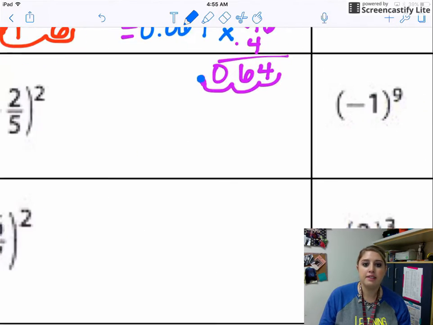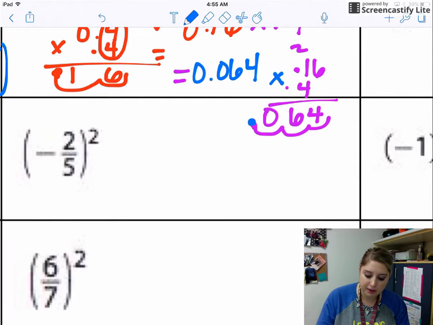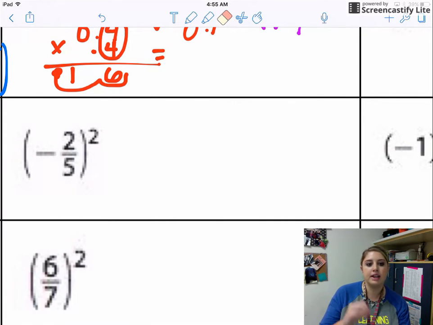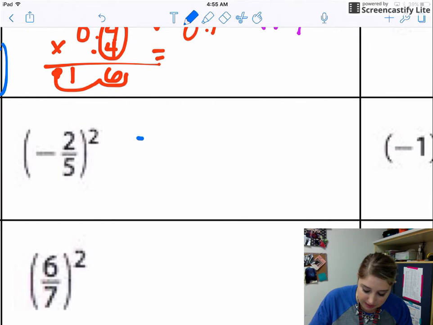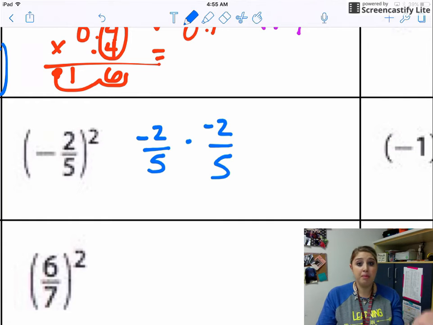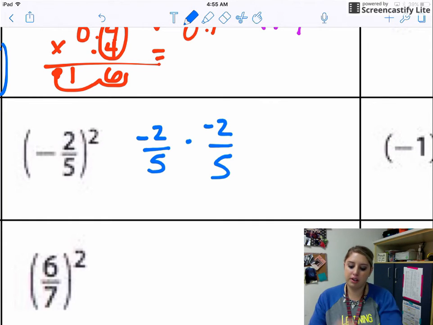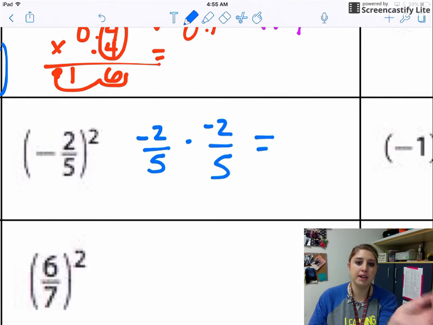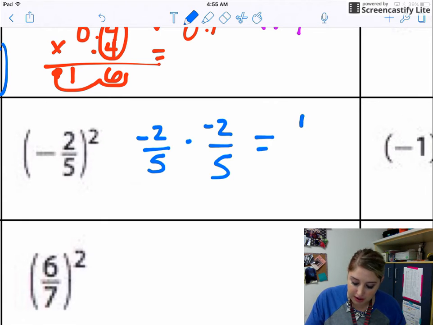Okay. Next one, we have a fraction that we're going to repeat, and we haven't really seen something like this, so I'm going to kind of do it with you. It's negative 2/5 squared. So when I have negative 2/5 squared, I am going to repeat that negative 2/5 times negative 2/5, and you're going to repeat it again. And then if you remember with fractions, you multiply straight across. So this would be negative 2 times negative 2. And I am going to keep that negative with the numerator. So negative 2 times negative 2 is positive 4.